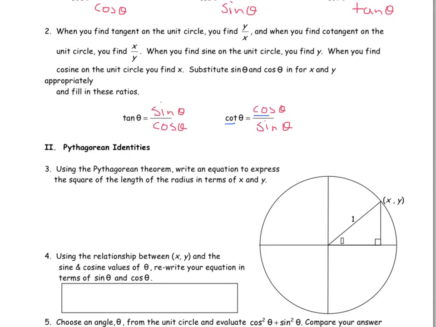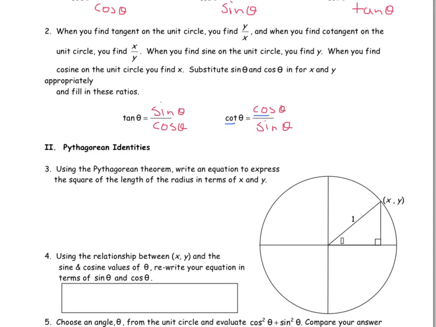Alright? So, problem number 3. By the way, this is all leading you somewhere and helping you discover some relationships on your own. But a lot of this is not going to make sense right now until you get to the second side of this paper here. Alright, using the Pythagorean theorem, write an equation to express the square of the length of the radius in terms of x and y.